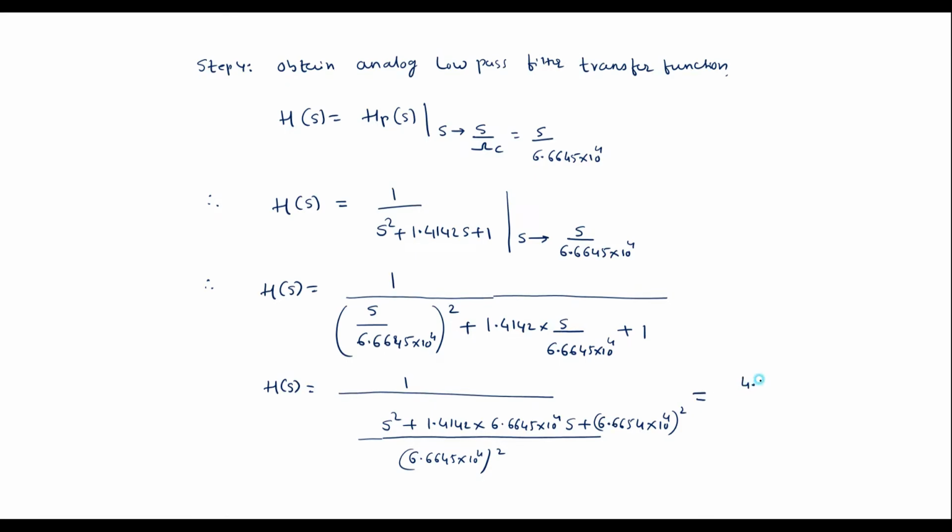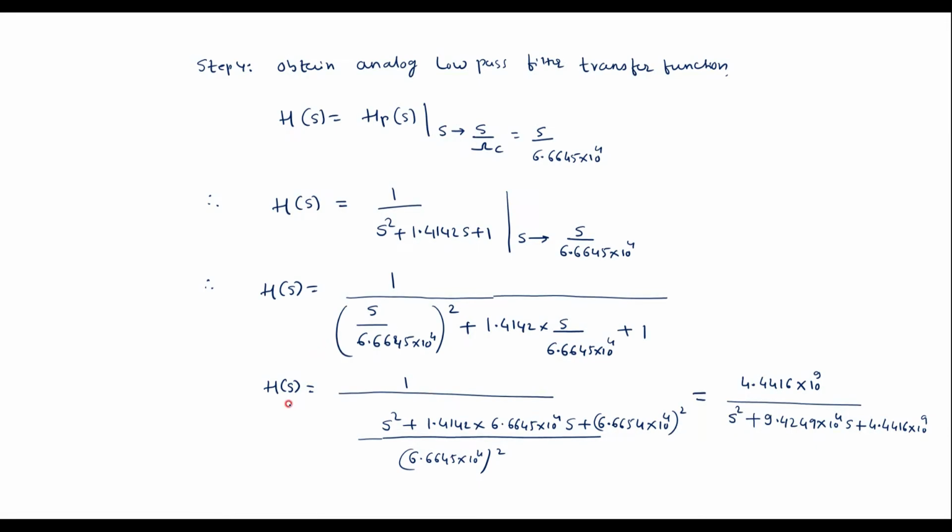that is 4.4416 into 10 power 9 divided by, here we have s square plus, so multiplying this term with this term we get 9.4249 into 10 power 4 s plus the same numerator term, that is 4.4416 into 10 power 9. So this is the analog filter H of s.